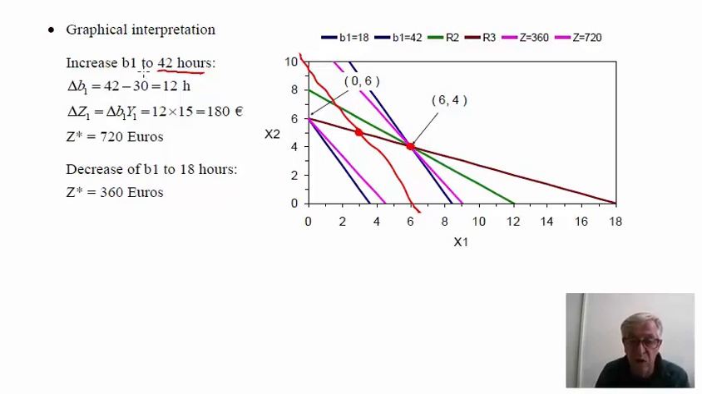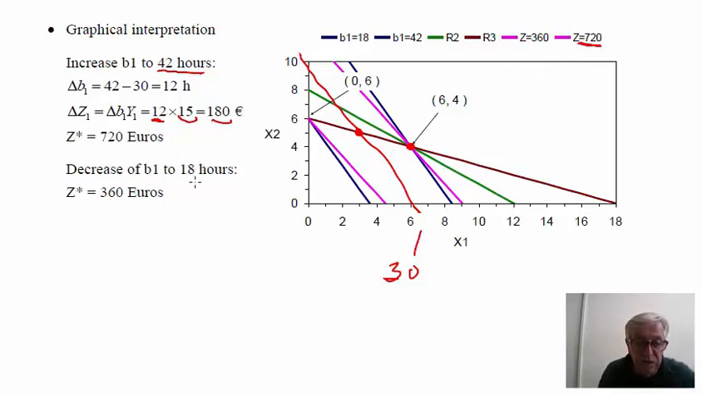When we go from 30 hours to 42, we need 12 more hours, and each hour has a shadow price of 15 euros. That is, we will improve the value of Z by 180 euros. That is, we will have a Z equal to 720 euros.